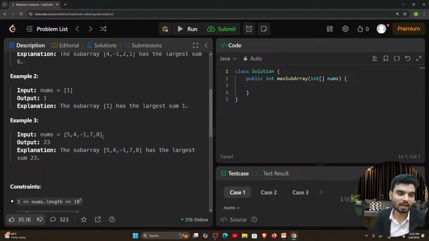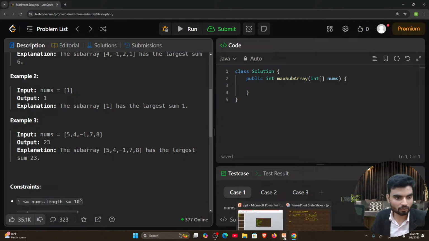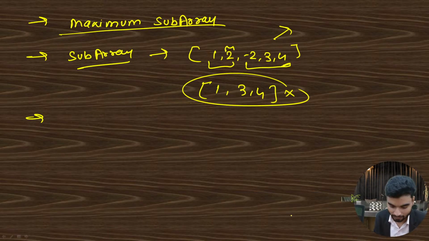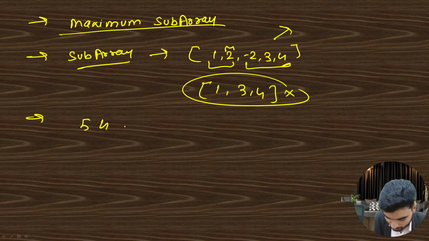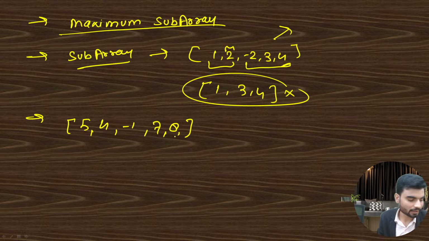5 4 minus 1 7 8. So these are 5 values. Okay, we need to find out the maximum subarray.